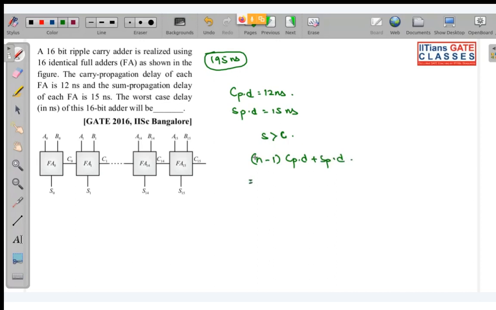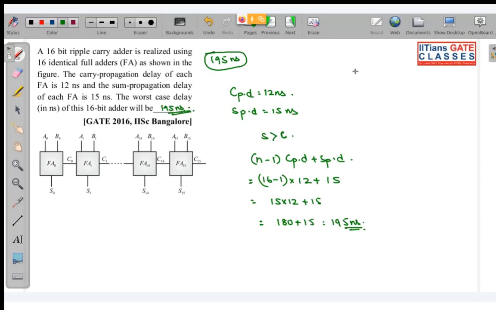So this will be what? 16 minus 1 into 12 plus 15. So that is 15 into 12 plus 15. So 15 into 12 is 180 plus 15. So that is 195 nanosecond. So 195 nanosecond is your correct answer. Okay, 195 nanosecond is the correct answer.